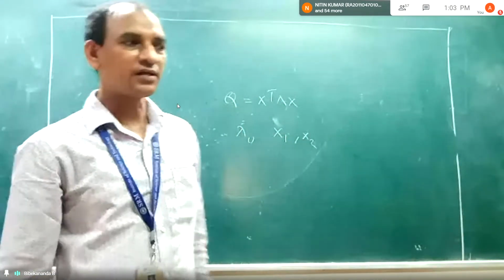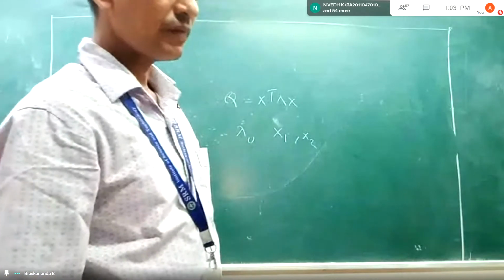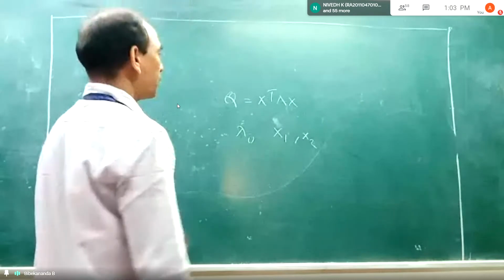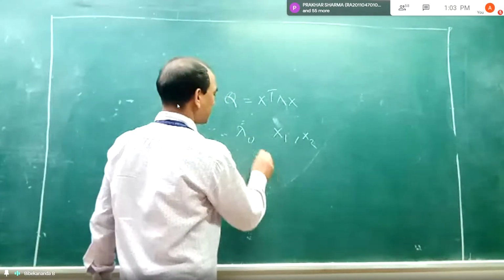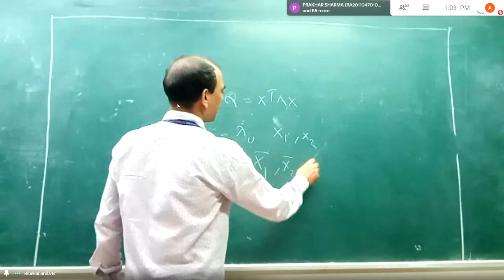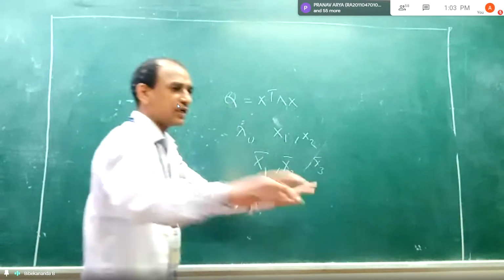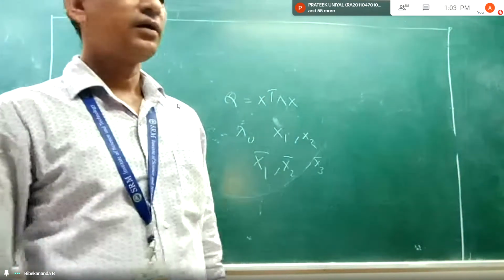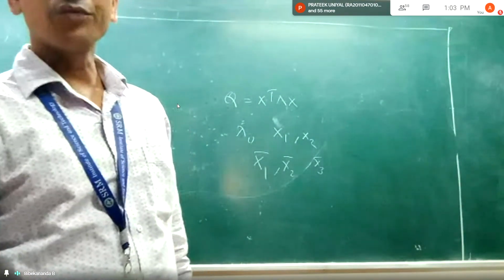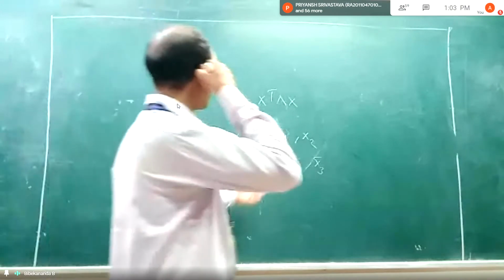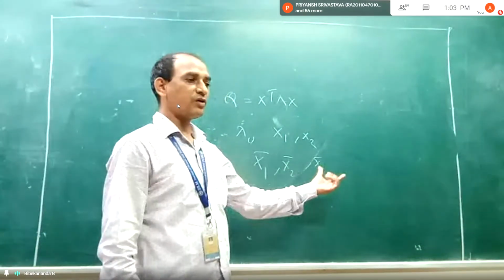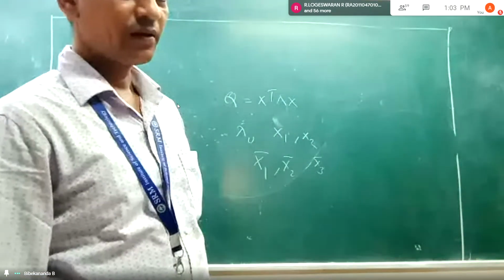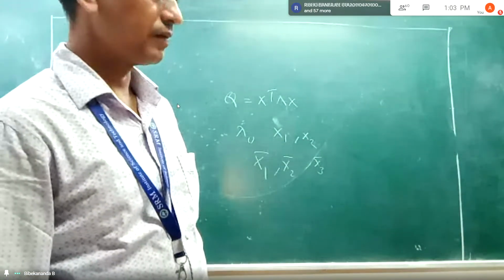Then, what is the third step I have given? After that, what will you do? Construct the normalized matrix. You normalize the vectors x1, x2, x3, and whatever vectors you are getting. Whatever eigenvectors you have got, you have to normalize them. And I have told you how to normalize them. Yes or no? Yes, sir.